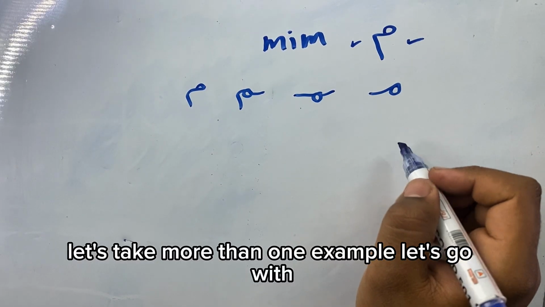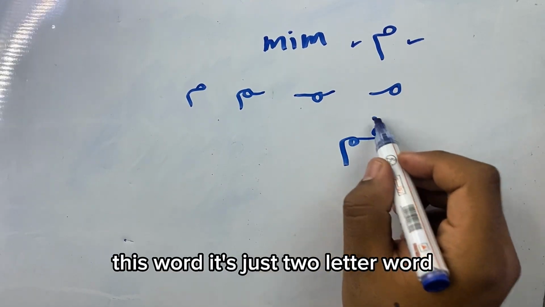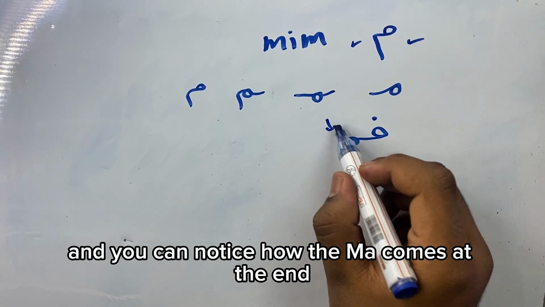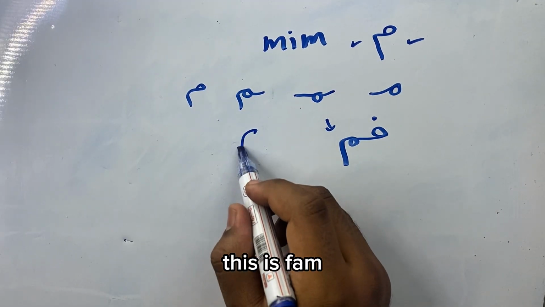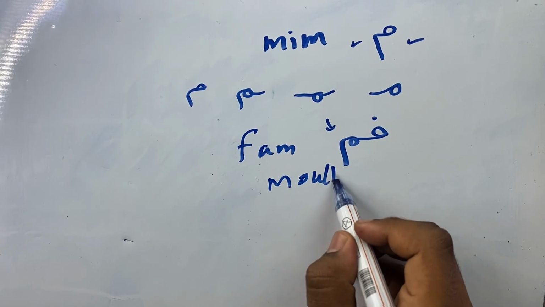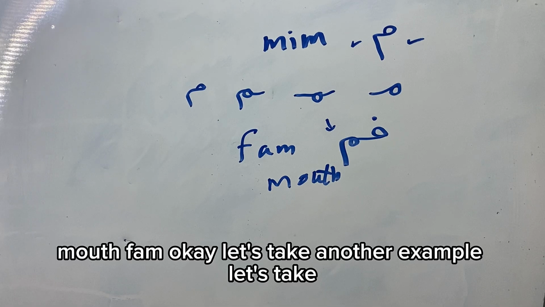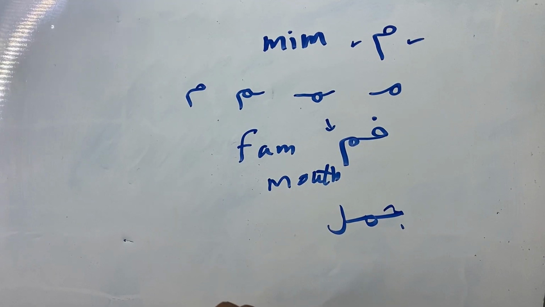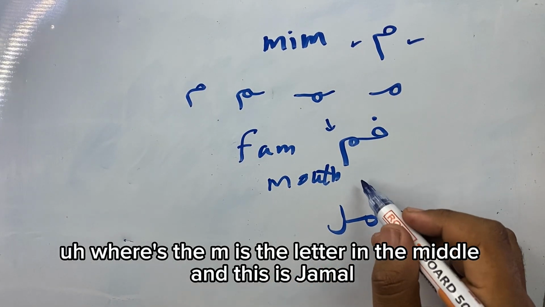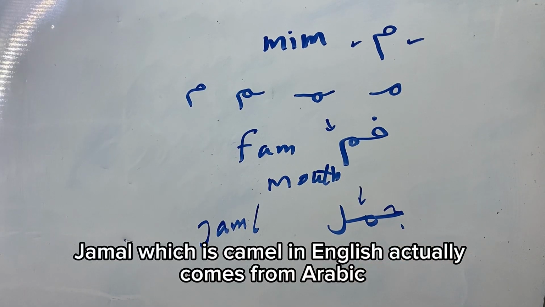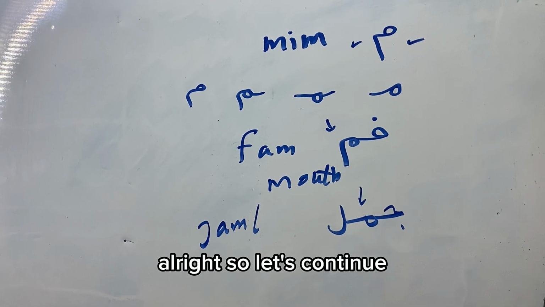Let's take more than one example. Let's go with this word. It's just a two-letter word. You can notice how the m comes at the end, connected to the letter before it. This is fam, fam, and it means mouth. Okay, let's take another example. Where's the M? It's the letter in the middle, and this is Jamal, which is camel in English. It actually comes from Arabic.